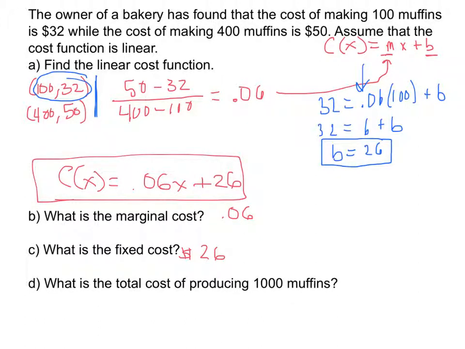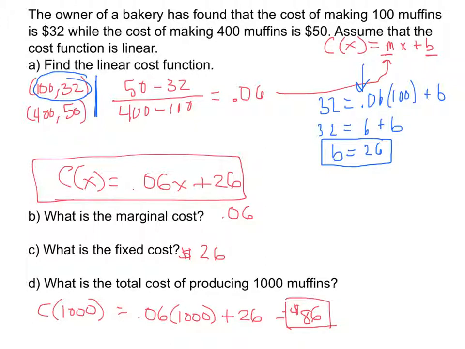Once we have that, we can now go ahead and answer the last question, which is, what is the total cost of producing 1,000 muffins? So this problem wants to know, given that cost function that we just found, what is C of 1,000? Well, all you need to do is plug 1,000 into your equation, and we get 0.06 times 1,000 plus 26, which is equal to 86. And so it will cost $86 to produce 1,000 muffins.